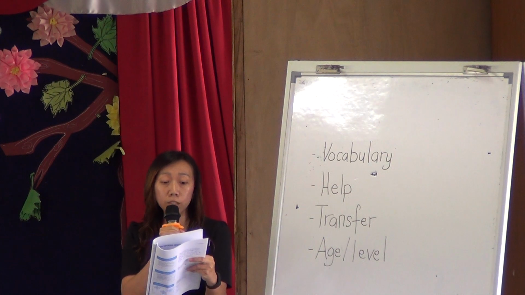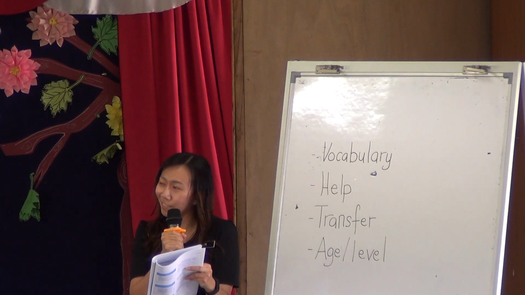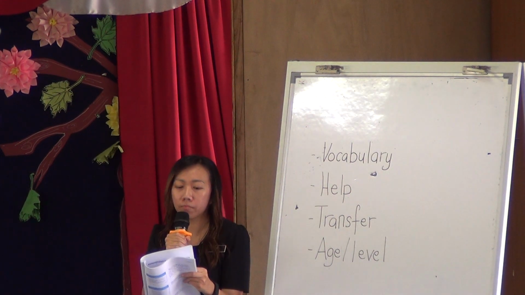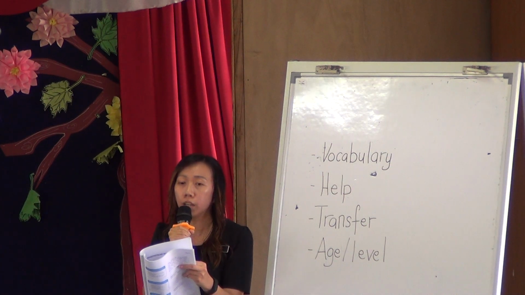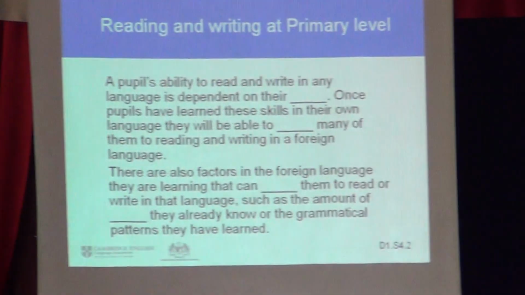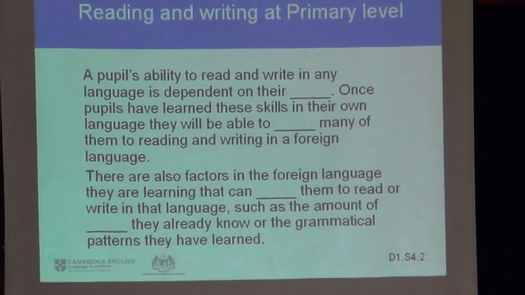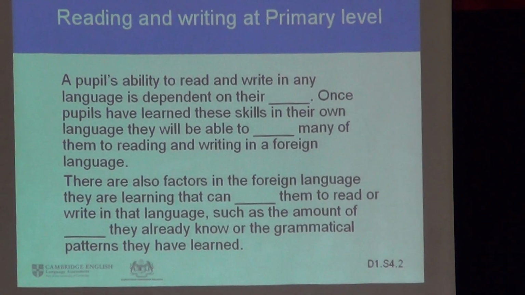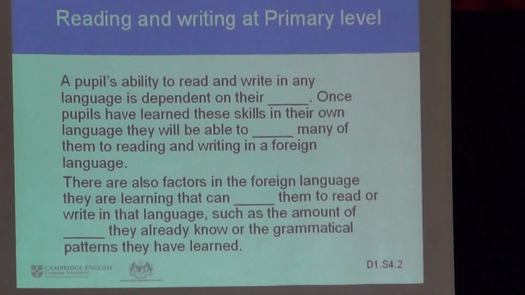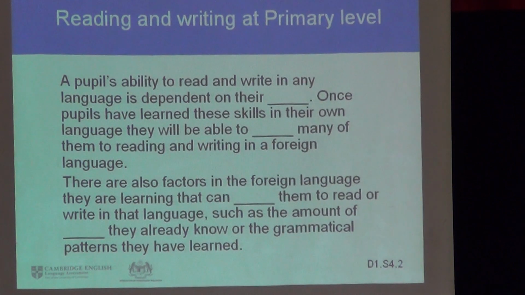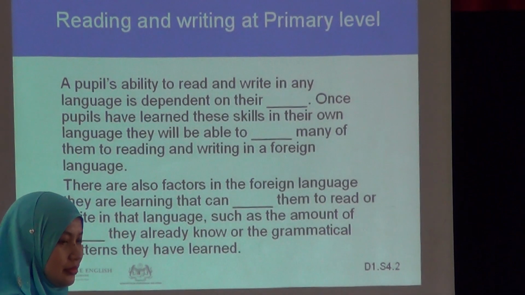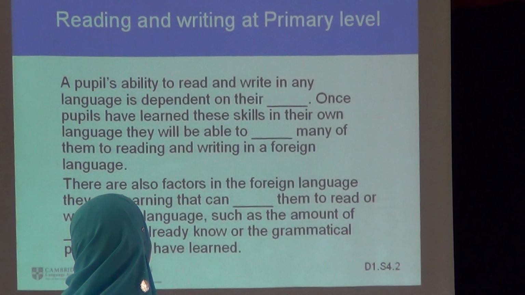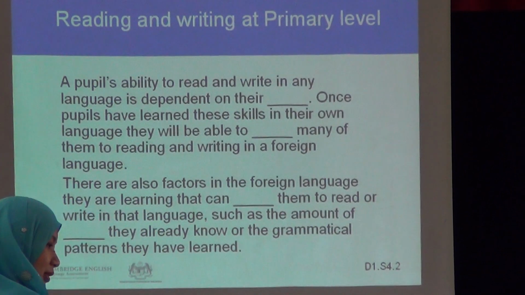Right. You want me to read out the answers? There are only four gaps, teachers. Right, so the first one: a pupil's ability to read and write in any language is dependent on their age or level. Once pupils have learned these skills in their own language, they will be able to transfer many of them to reading and writing in a foreign language. The third one: there are also factors in the foreign language they are learning that can help them to read or write in that language, such as the amount of vocabulary they already know and the grammatical patterns they have learned.